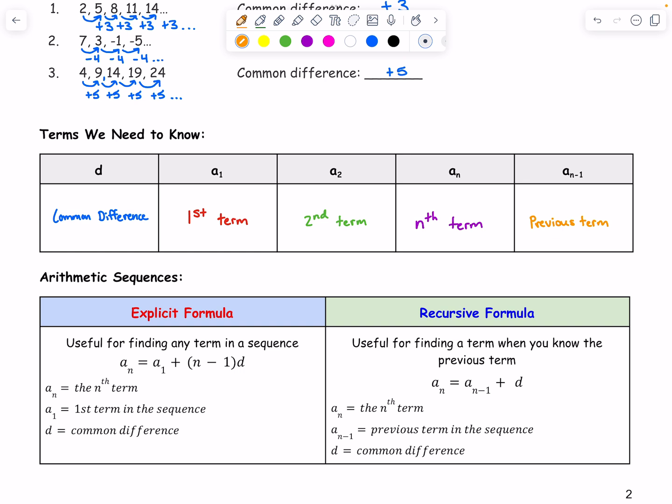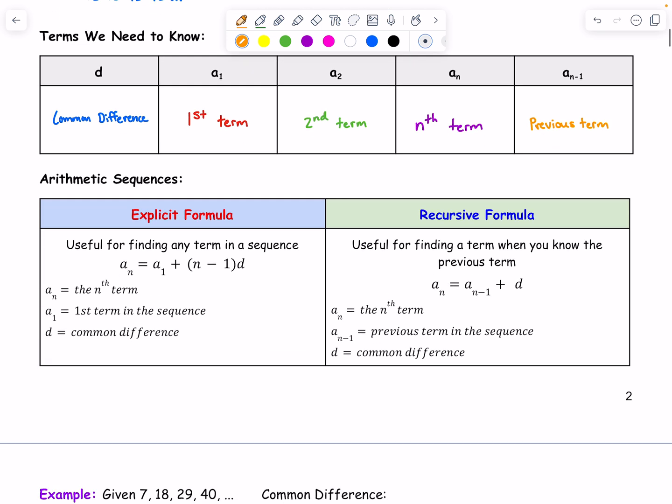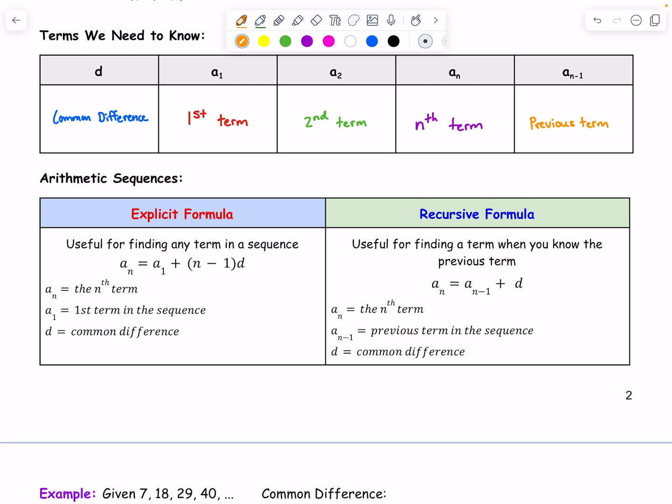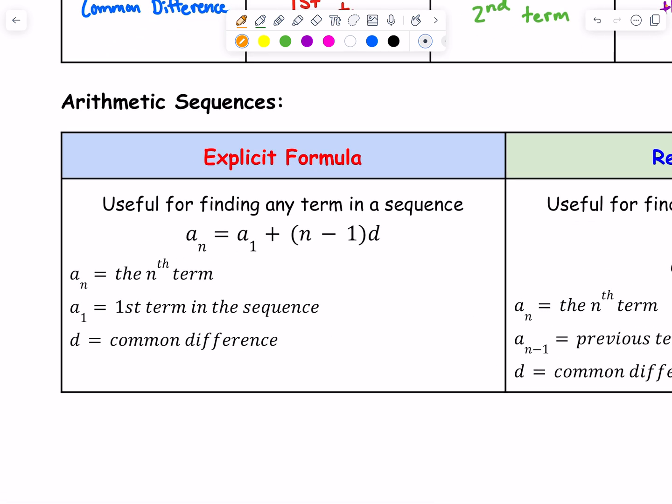And then I've already pre-typed in what the explicit formula and recursive formula are, so that none of the little details get lost in translation. The explicit formula is useful for finding any term in an arithmetic sequence. A sub n is equal to A sub 1, which is our first term, plus n minus 1 times D, which is our common difference. A sub n is the nth term in the sequence, which is typically what you're looking for. A sub 1 is the first term in the sequence. D is the common difference. And n is the same number in both of those two places.